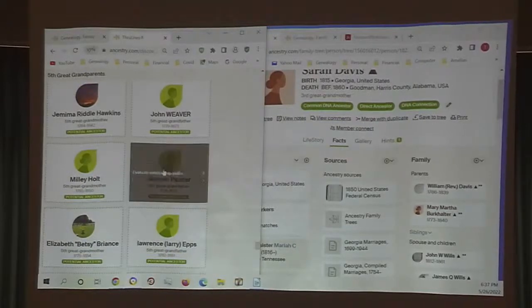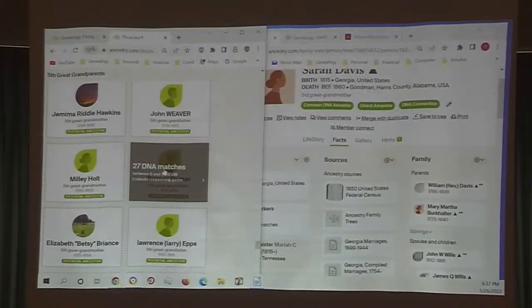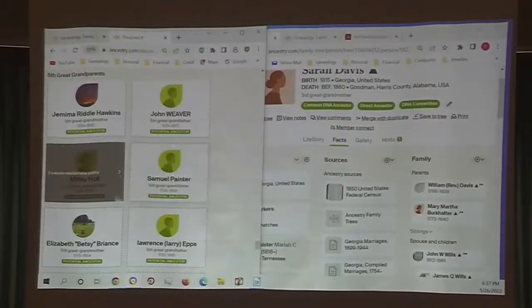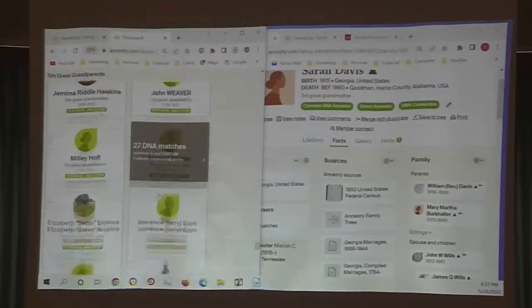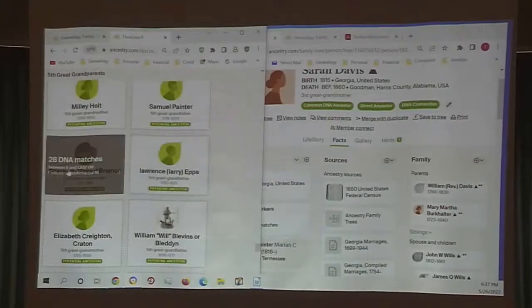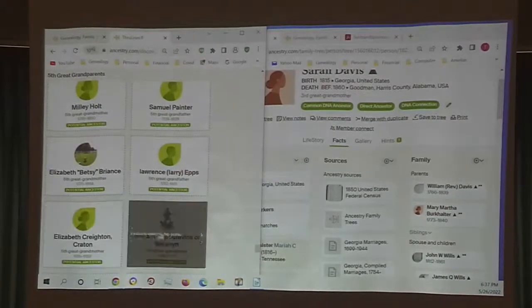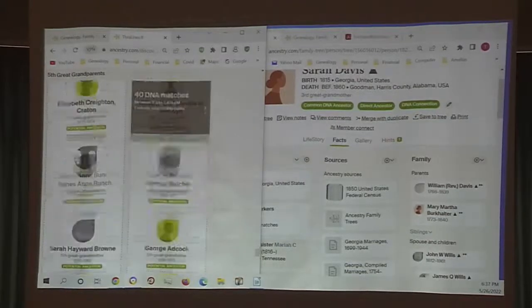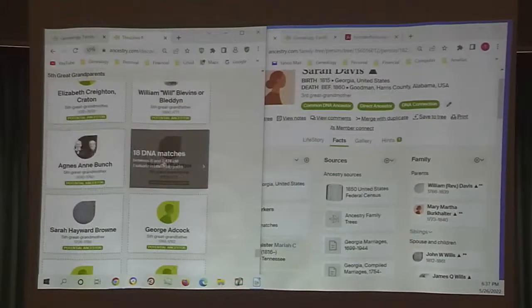If I put my cursor over, it tells me how many DNA matches come back to that person. So for that particular grandparent, I have 27 DNA matches coming back. For that one, I only have 8. I have 28. I have 6. I have 40 for him, and we're going to talk about him in particular. 40 for that one.